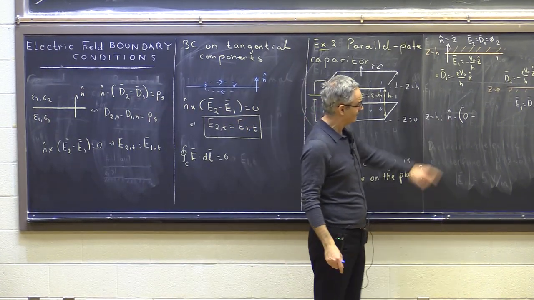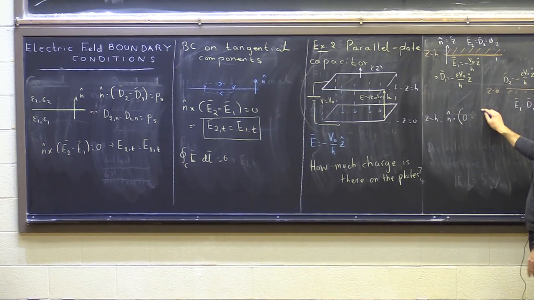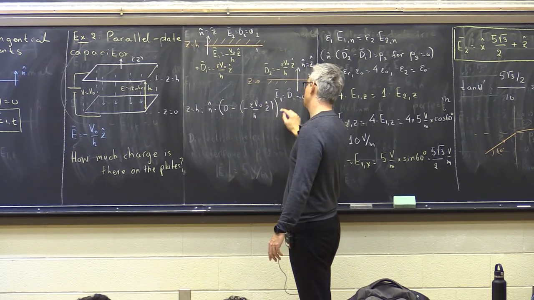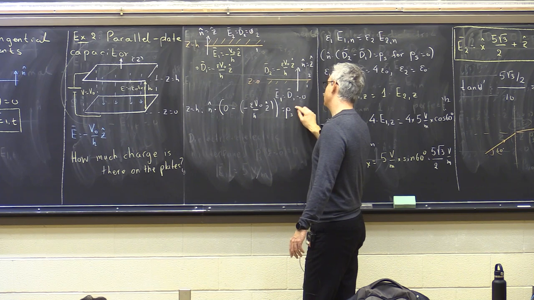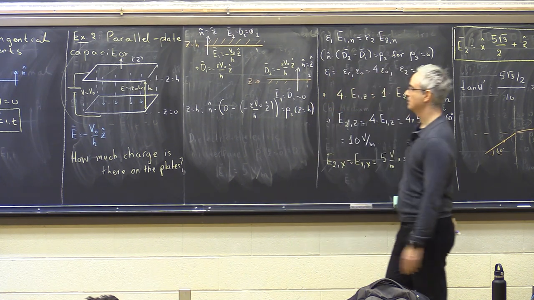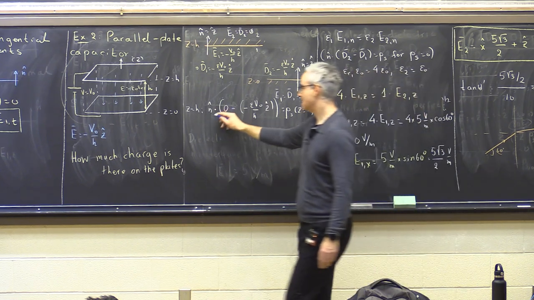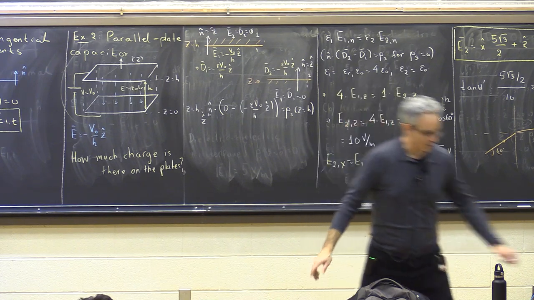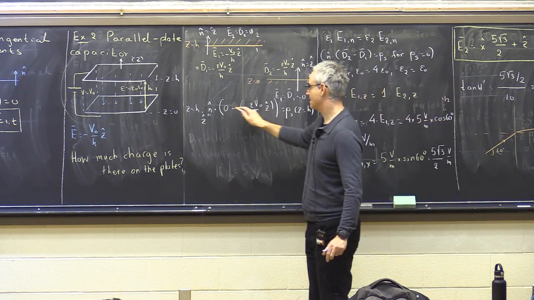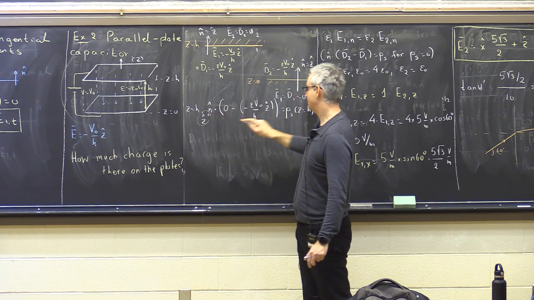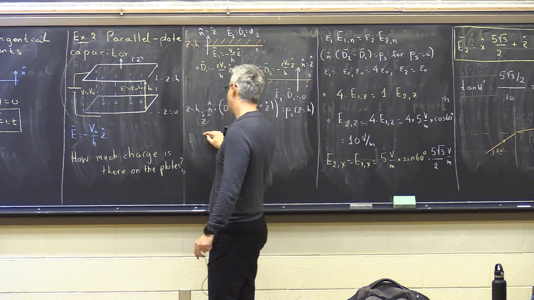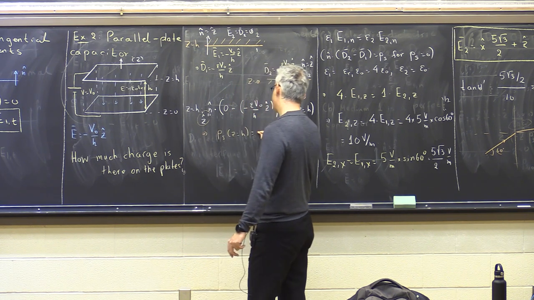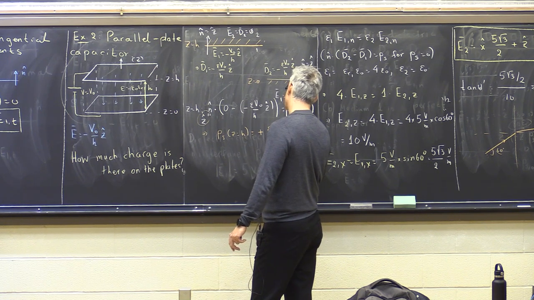So n hat dot (0 minus D1) is equal to rho s at z equal h. So this n hat is also z hat. Right, so then what do I have? Minus and minus gives me plus. Z hat dot z hat gives me 1. And I have that the rho s at z equal h is positive, as I was expecting, epsilon V0 over H.